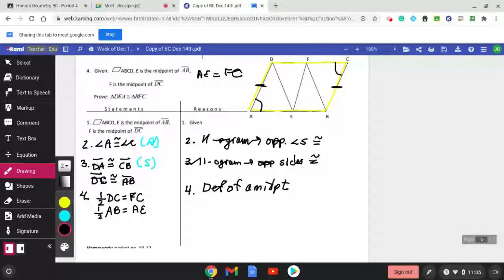Definition of a midpoint. Now you could say in step 5, let's finish this, that FC is congruent to AE by halves of equal quantities are equal. And then I think you guys can finish the proof from there.